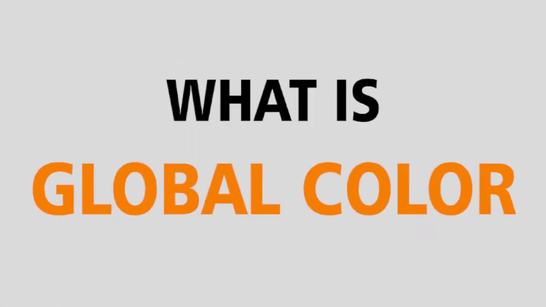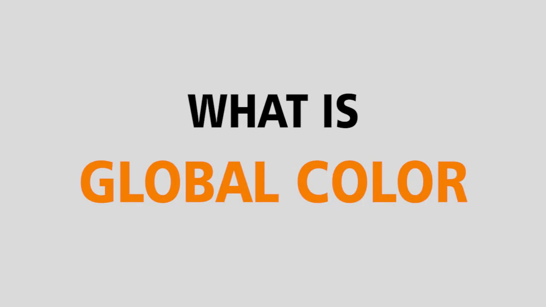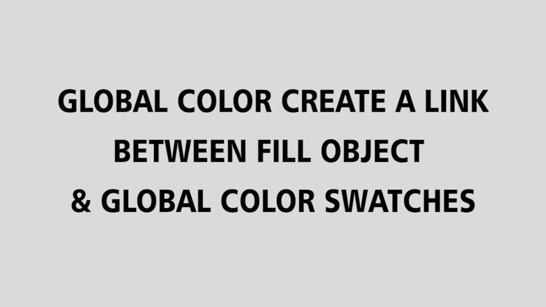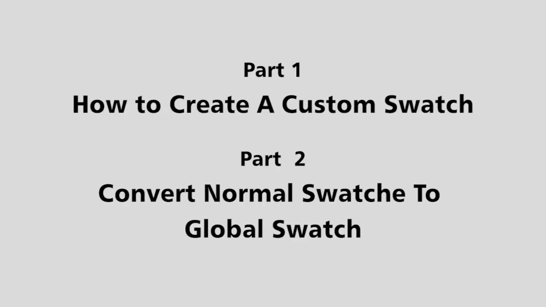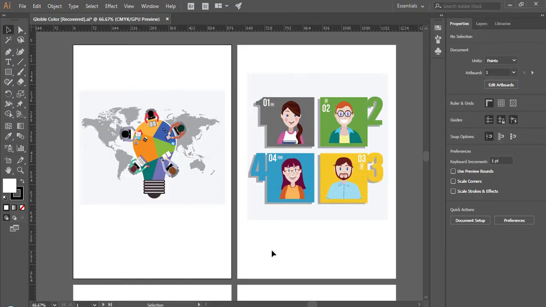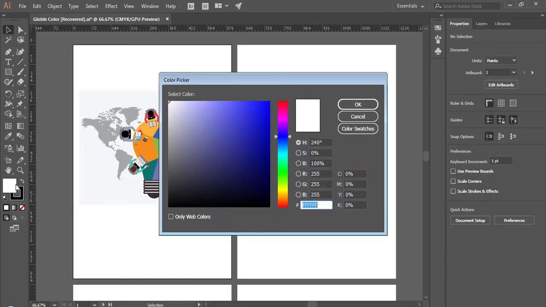In this tutorial I will talk about global colors. So first thing is, what is global color? If we understand this in a simple way, global color creates a link between a fill object and a global color swatch. So in the first part of this video we will talk about how to create a custom swatch and then convert that swatch into a global color swatch. Now double click on fill color and select your color and then hit the OK button.